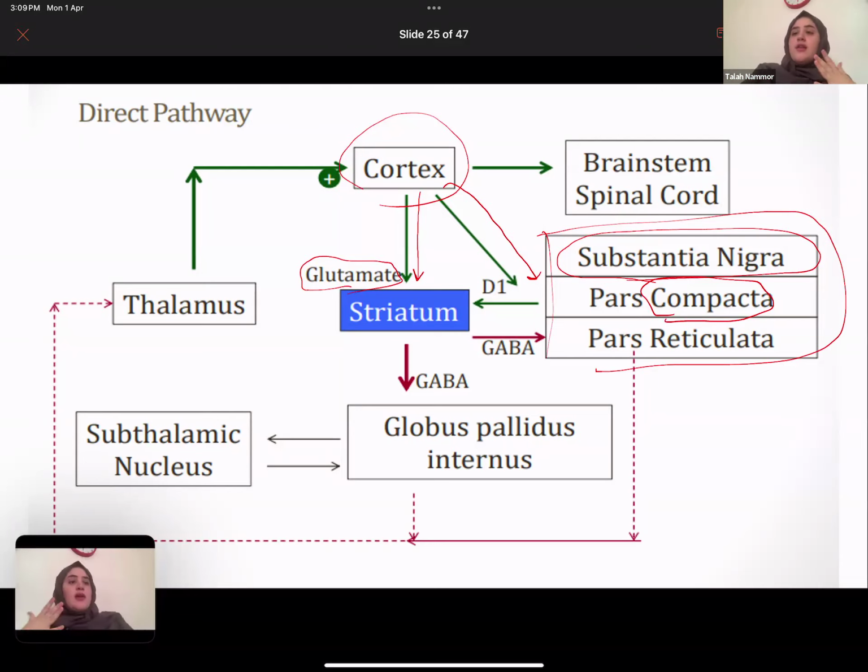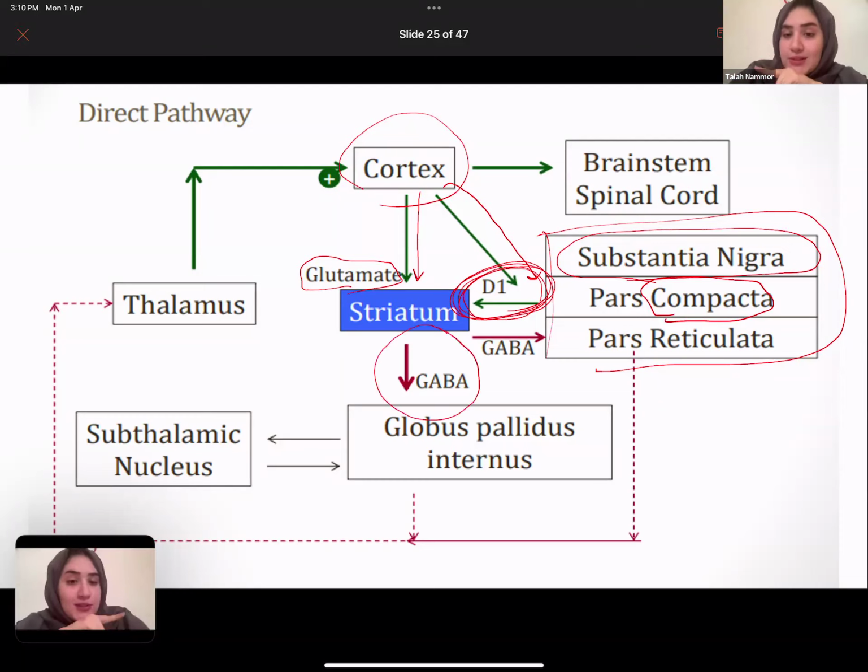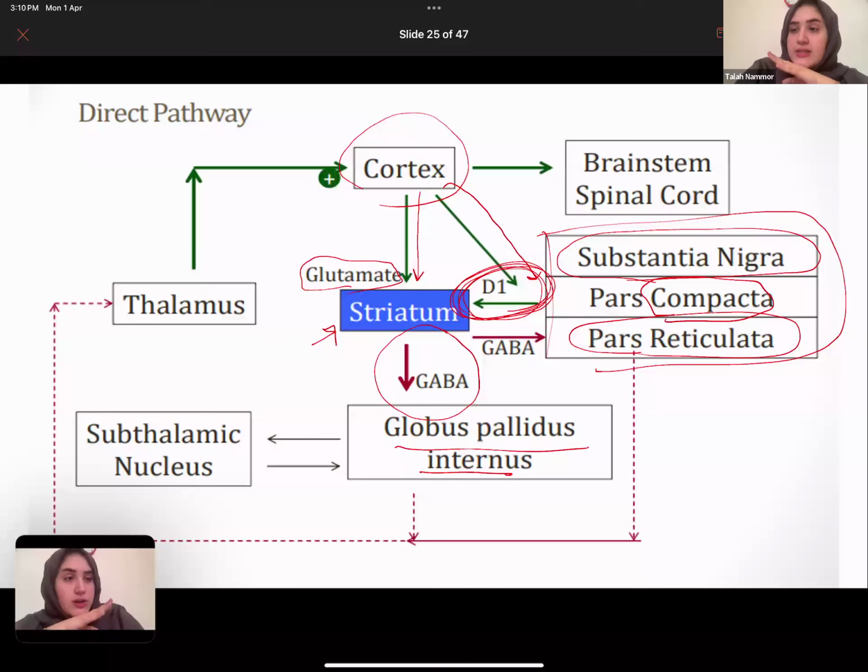What will happen next? The pars compacta are going to activate D1. So the D1 receptor is activated. What does D1 do? The D1 is going to stimulate the striatum to release GABA, which is an inhibitory neurotransmitter. So GABA is released from the striatum into the globus pallidus internus and the pars reticulata. So it's gonna inhibit their normal movement.